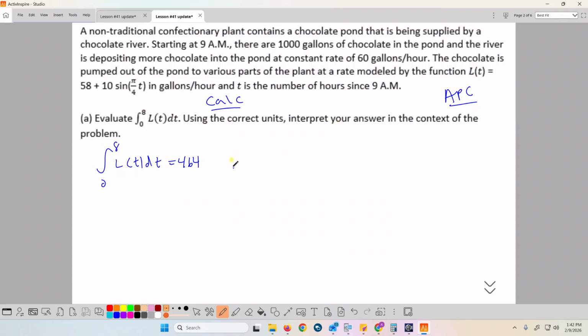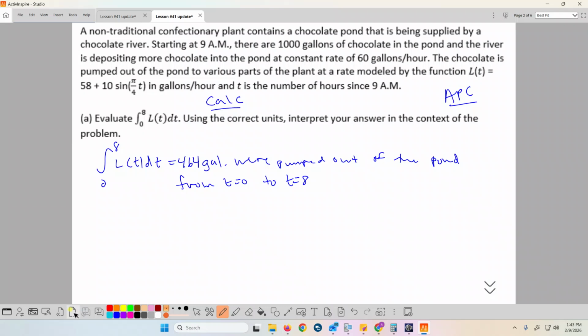So what is 464? Well, this represents gallons, okay? This represents gallons that were being pumped out of the pond from a time of 0 to a time of 8. And that's what we want to write down, okay? So 464 gallons were pumped out of the pond from t equals 0 to t equals 8. All righty? Really important that you answer all of that question.